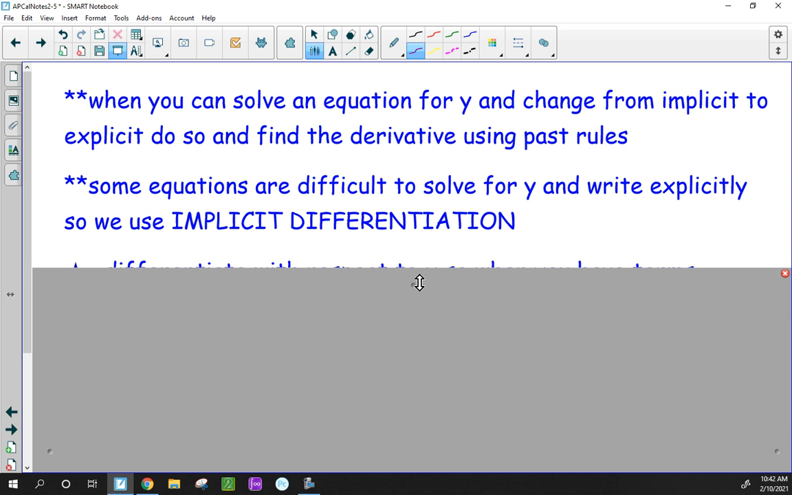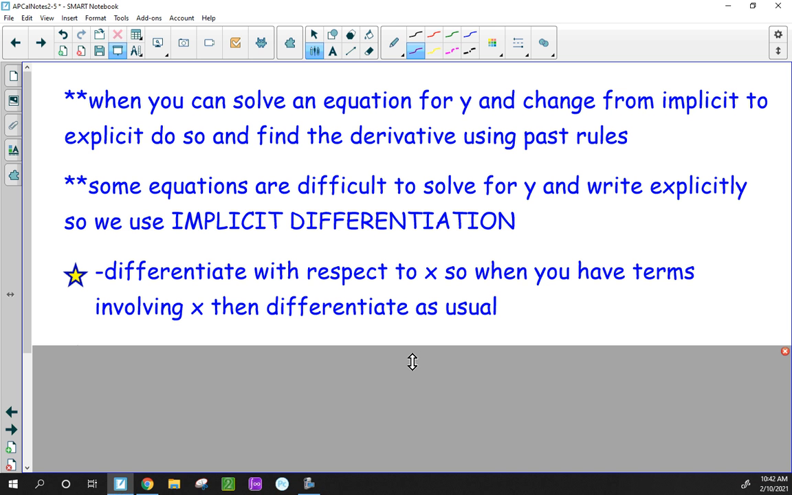However, some equations are difficult to solve for y, like the previous example I shared with you. So you're going to write explicitly. Some equations are difficult to solve for y and write explicitly, so we use what's called implicit differentiation. And so our main goal is to differentiate, find the derivative with respect to x.